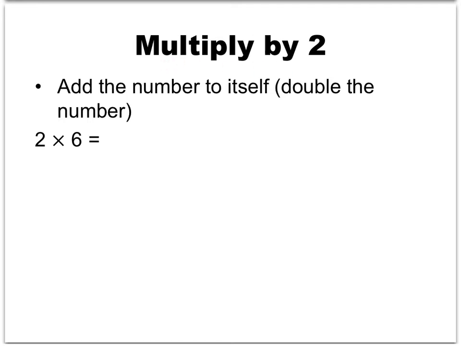And this really isn't a trick. This is really just more of an explanation of what multiplying by 2 means. So this trick here simply says to multiply by 2, you add the number to itself, or in other words, you double the number. So for instance, to take 2 times 6, what this trick says is that we take 6 plus 6, and then 6 plus 6 is 12.